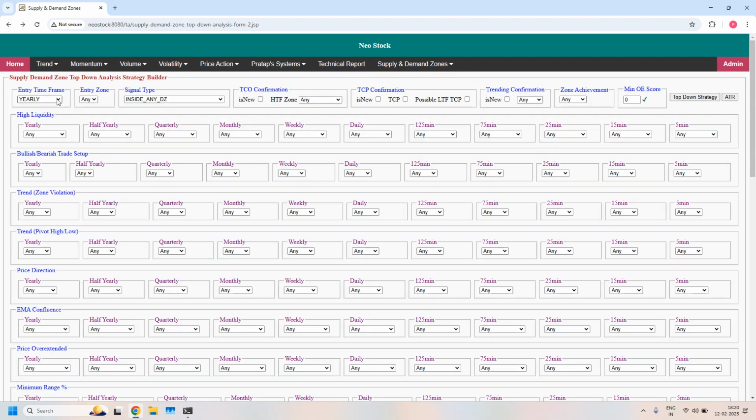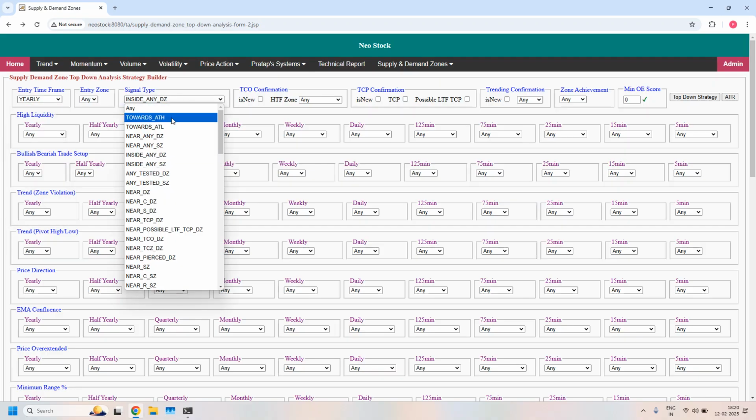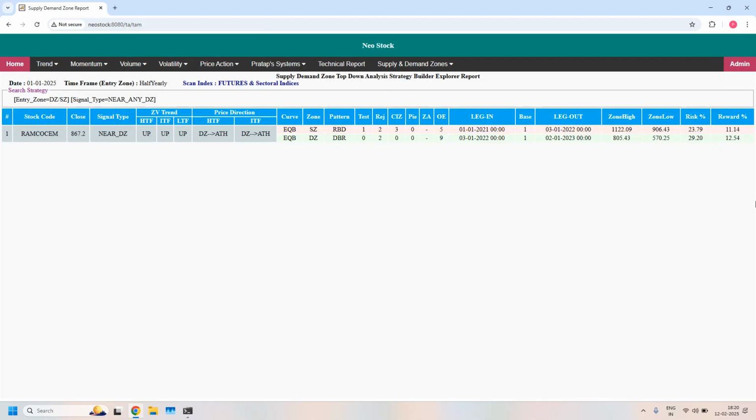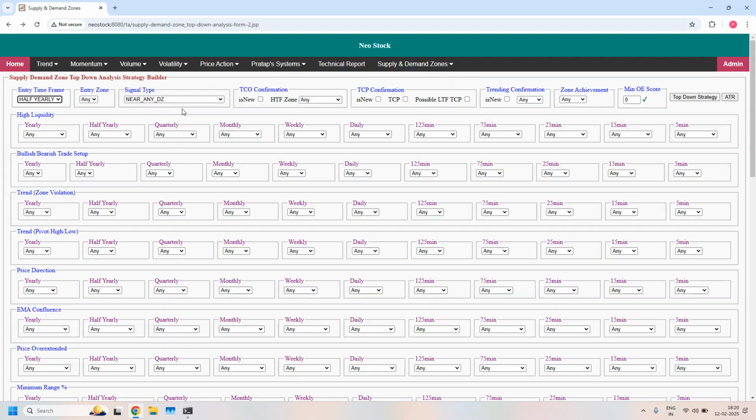Okay, next, yearly time frame. Price closed inside the yearly supply zone. No stocks are available. Next time frame is half yearly. Stocks near half yearly demand zone. We have 1 stock. Next, half yearly time frame. Stocks near half yearly supply zone. We don't have any stocks.